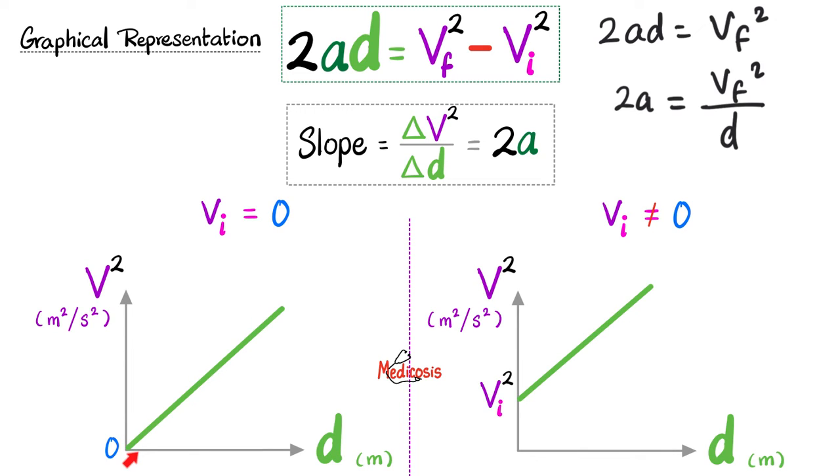Okay, now what does the slope of this line represent? The slope is always rise over run. Okay, what's the rise? It is v squared. And what is the run? It is displacement. Okay, what is v squared divided by displacement? It is 2a. So the slope here is 2a. But remember, in the previous story, the slope was half of acceleration. But here it's double the acceleration.